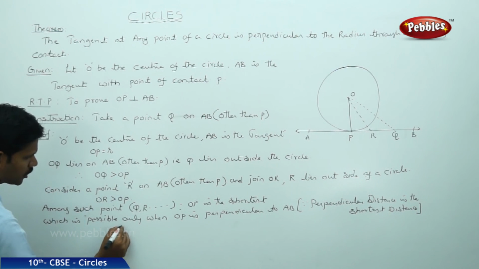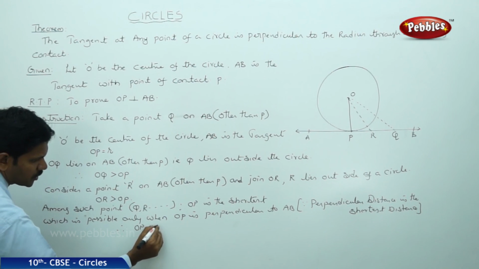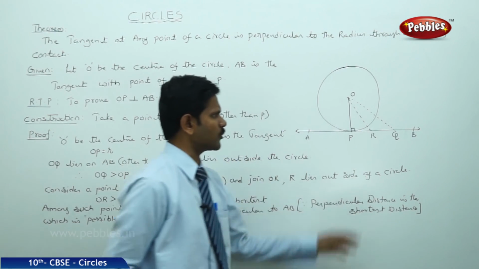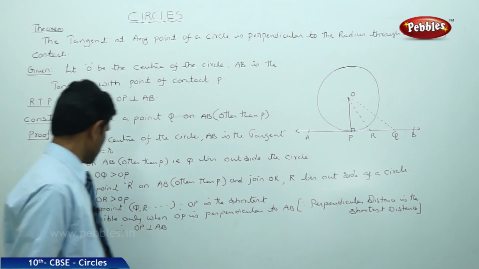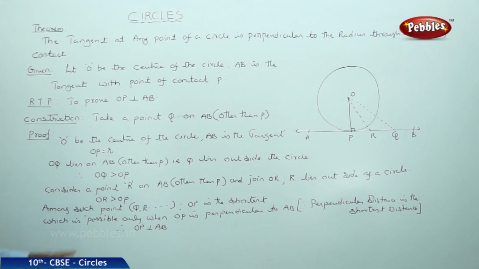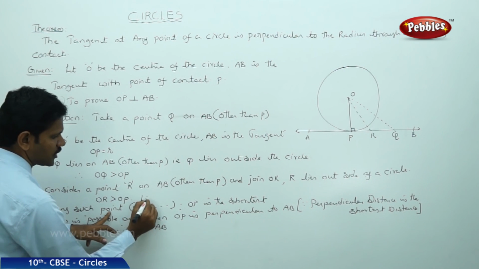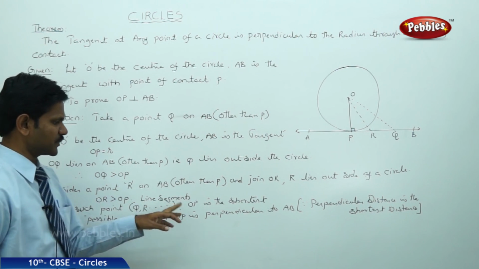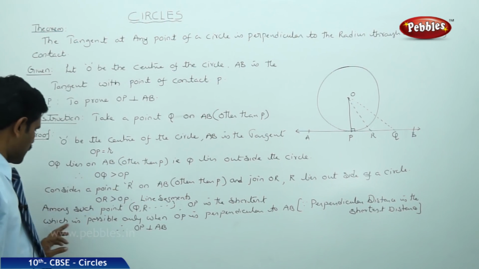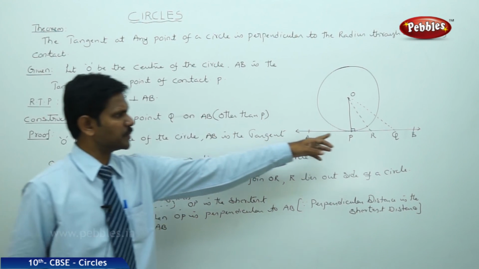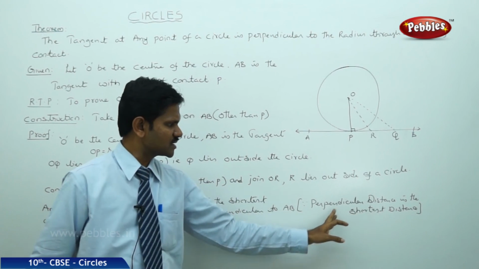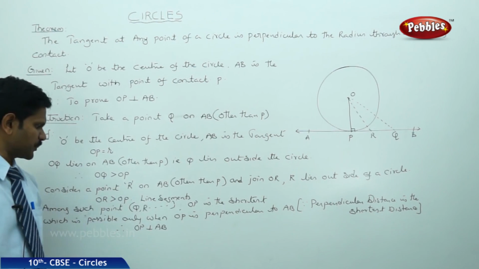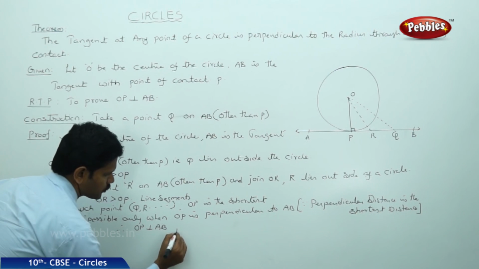Therefore, we conclude that OP is perpendicular to AB. Among all such line segments, OP is the shortest, and that is possible only when OP is perpendicular to AB, because perpendicular distance is the shortest distance. That is, OP is perpendicular to AB, hence proved.